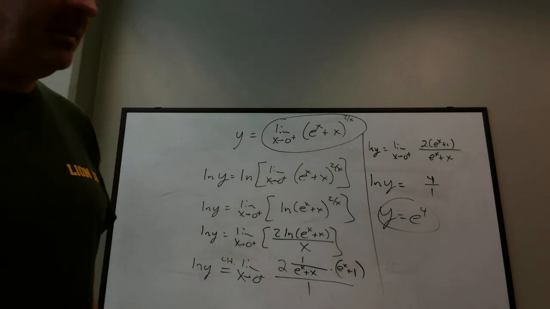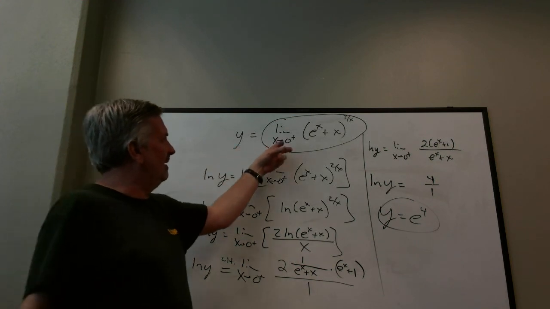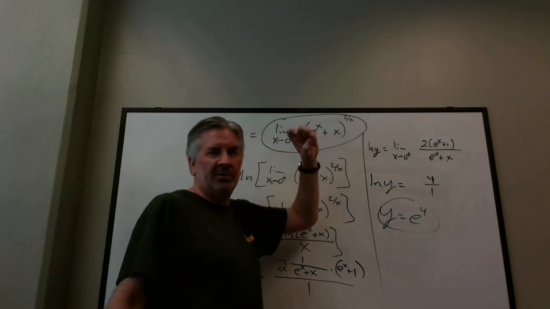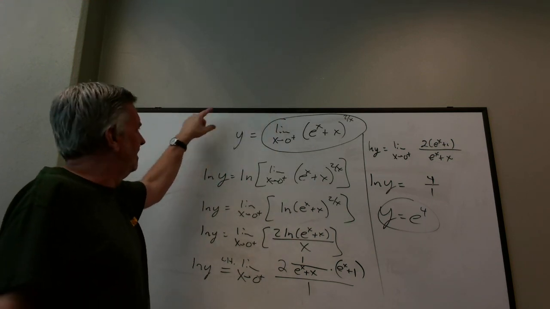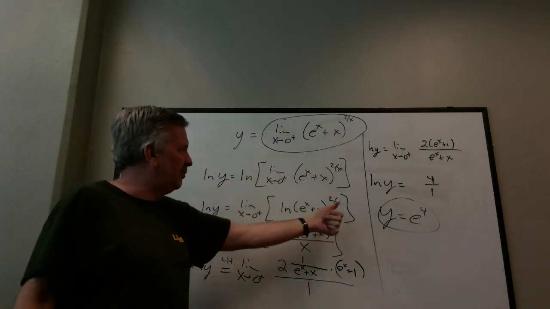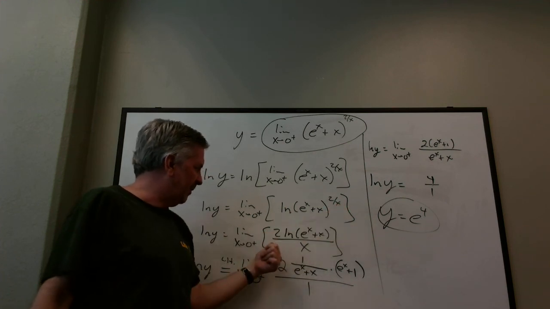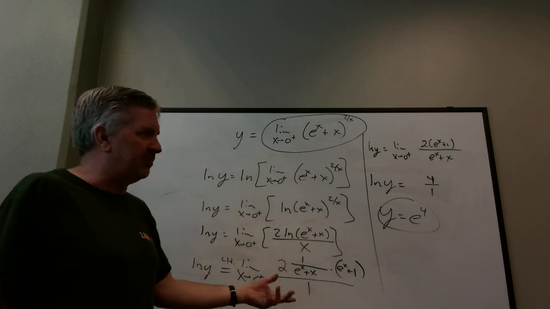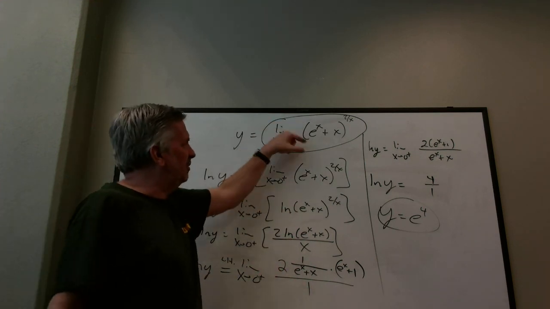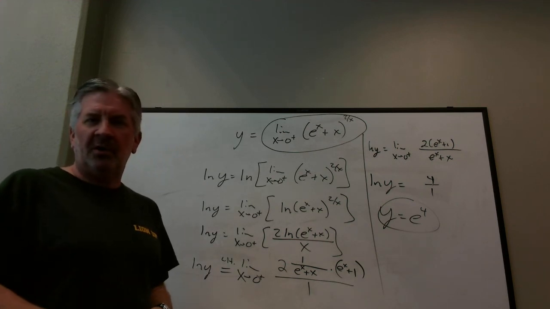So that's a little heavy-duty example there, but it's a procedure you should remember. If you're taking the limit of variables to the variables, call the limit something, y, take log of both sides, so then you can get that expression with the variable out of the exponent and make it a product. And you may or may not use L'Hopital's rule, but that's a procedure you can use to handle limits of variables to variables. Okay, so that's all about L'Hopital's rule.